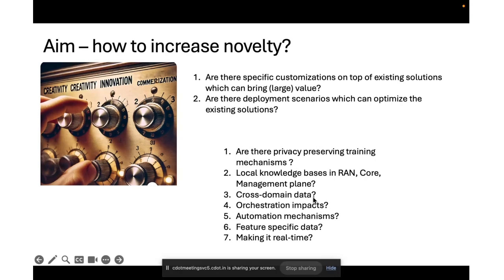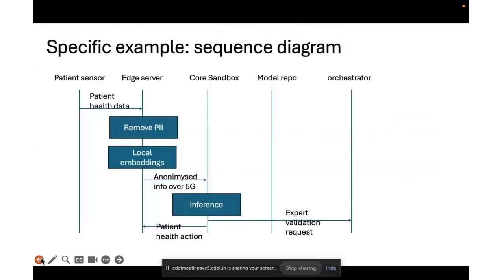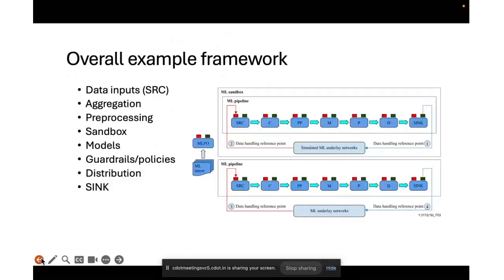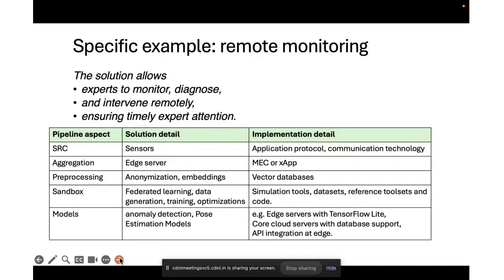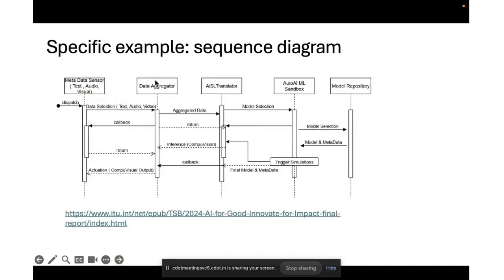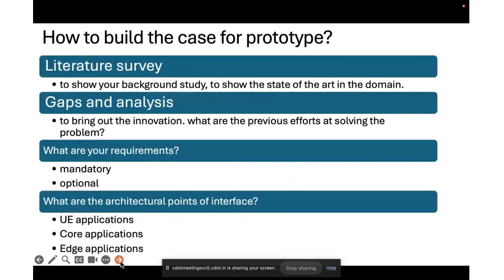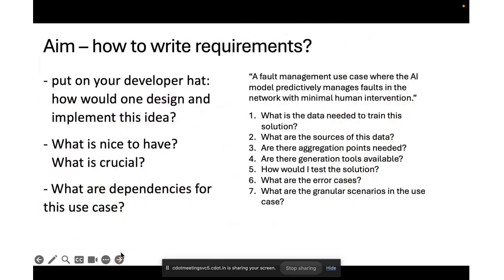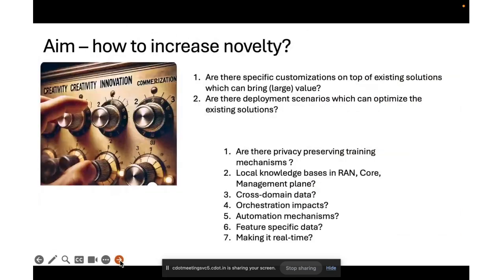And next one is orchestration impacts. When you are talking about this kind of pipelines and sequences, are there orchestration of these pipelines or these elements that you are having here, or the integration of this messaging itself? So these kind of orchestration, resource handling, etc., can be handled by using orchestration impacts.